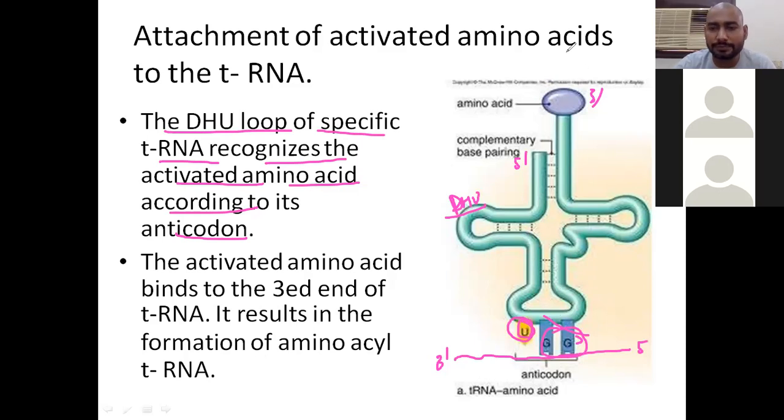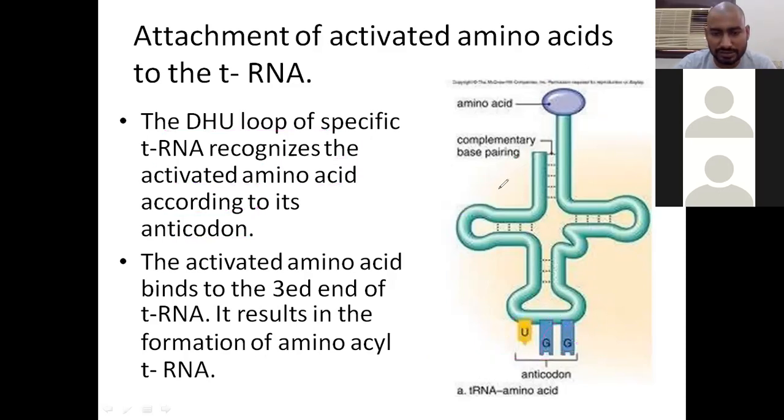So this is the DHU loop, dihydrouridine. The DHU loop of a specific tRNA recognizes the activated amino acid according to its anticodon. In the anticodon, if it is UGG, the pairing will be C, and here U means ACC. Clear? That will be the ACC. ACC means that is the acceptor arm.